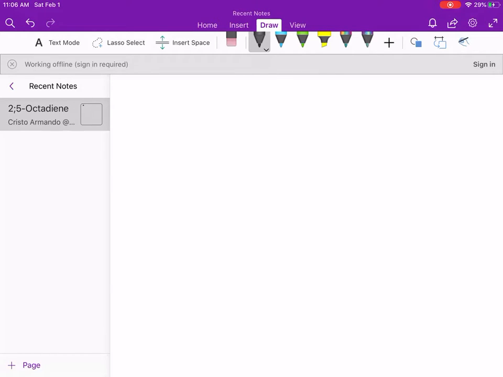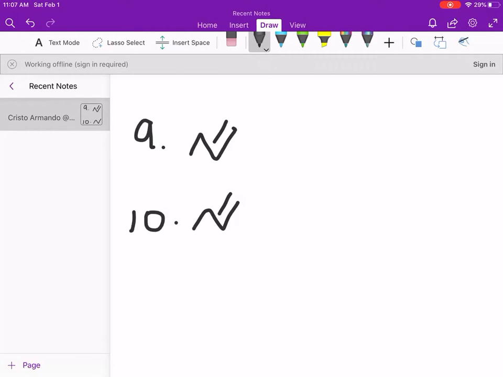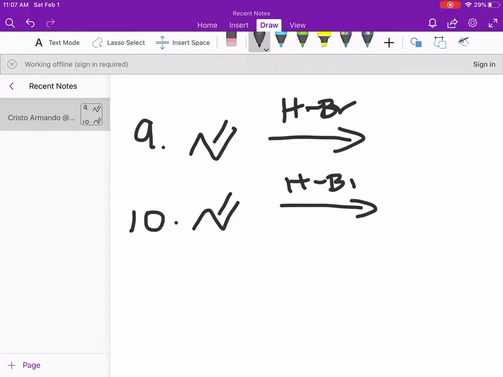Right. So we're going to have the following. Oops, it's supposed to be a 9. And 10. Right? With HBr with no catalyst, and then HBr with a catalyst.